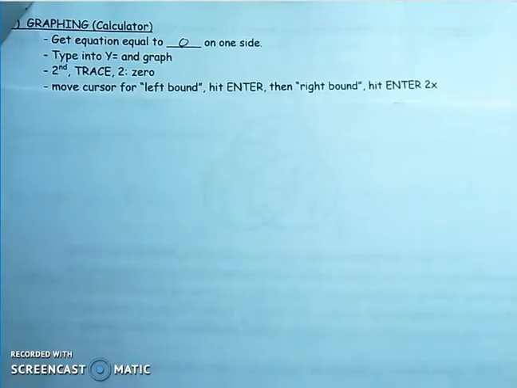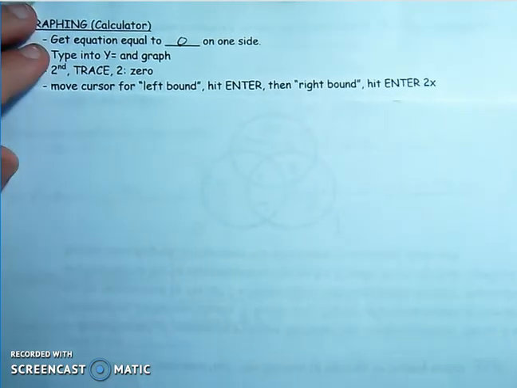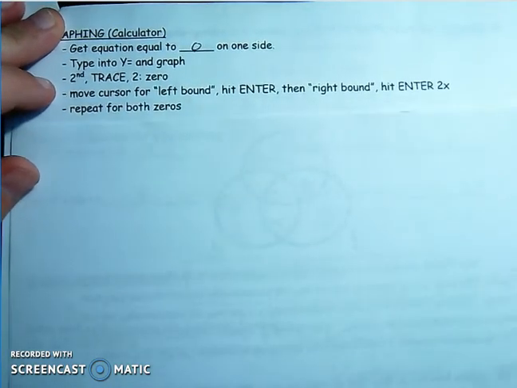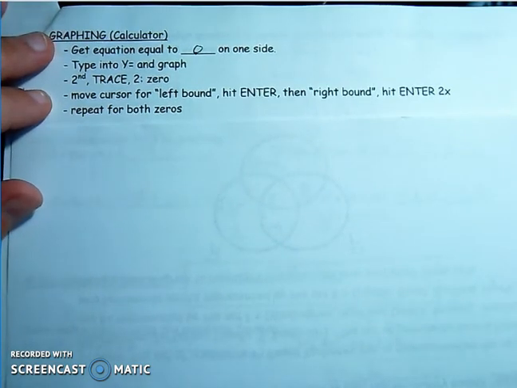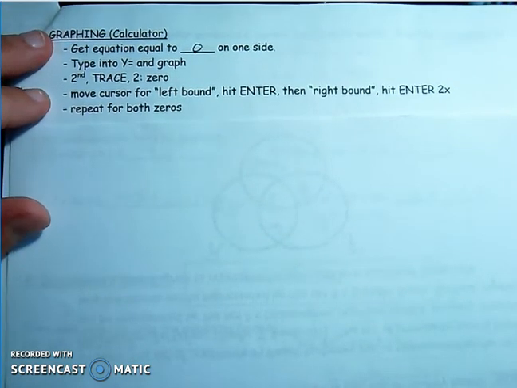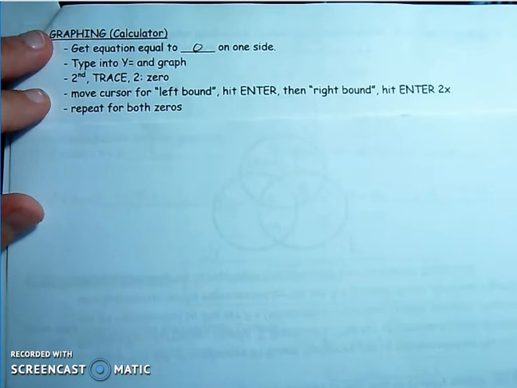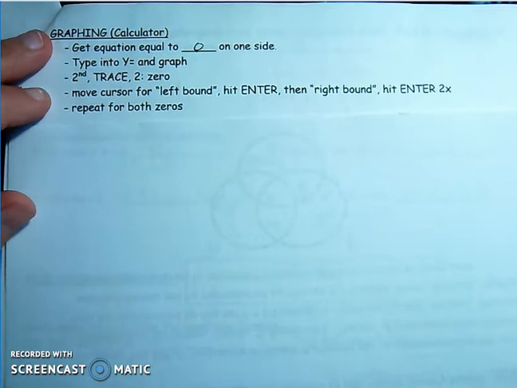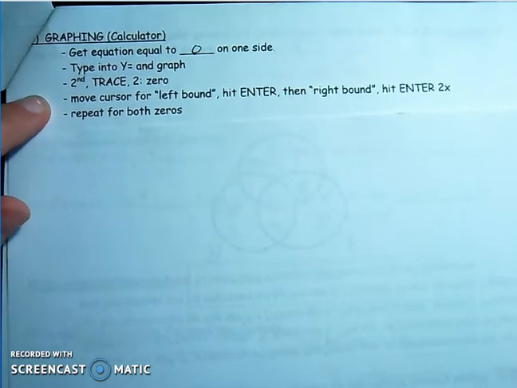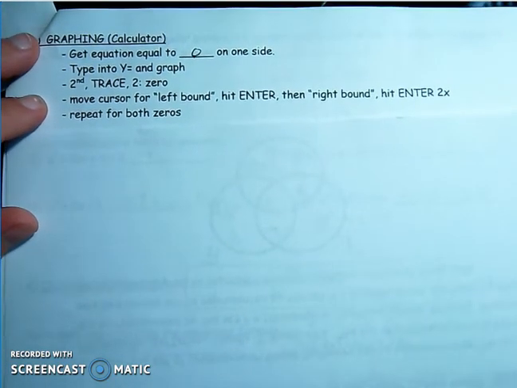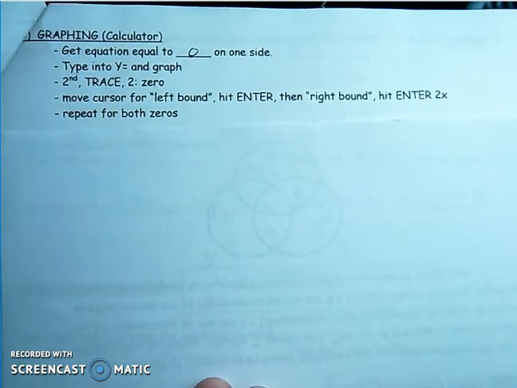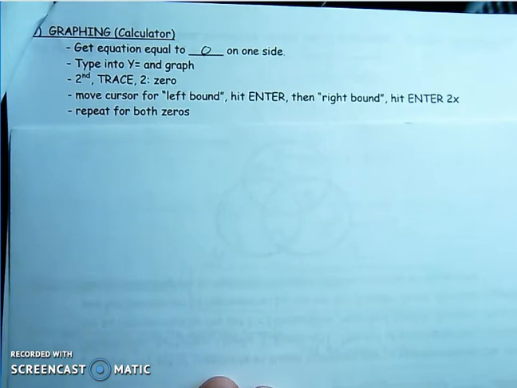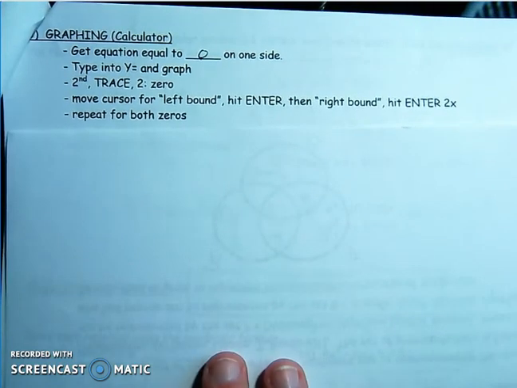The next method is actually using your calculator. Remember, we get the equation equal to 0 on one side. We type it in our y equals equation, and then go to our graph. We can look at our graph and determine how many solutions there are. Sometimes we can easily see where it crosses the x-axis. Sometimes we cannot. So we use the second trace 2, which is the 0 option. We move the cursor to the left side and hit enter, the right side and hit enter 2 times, and then you repeat it for both zeros.